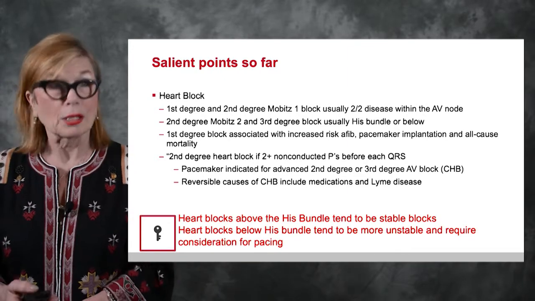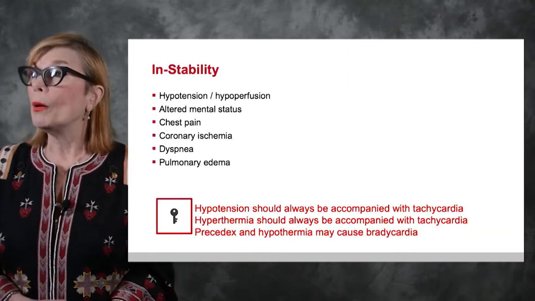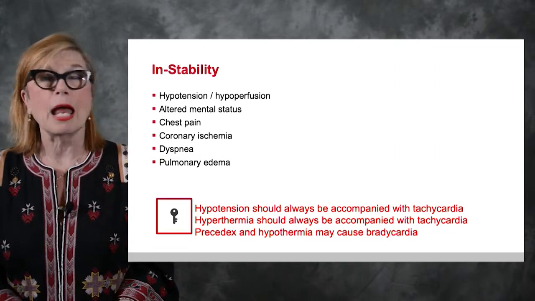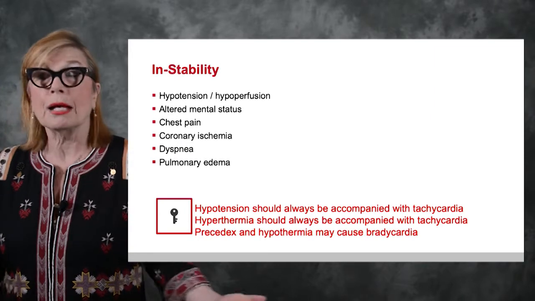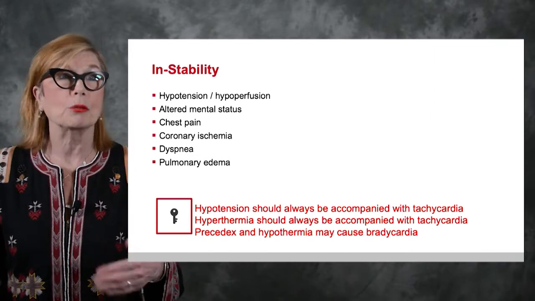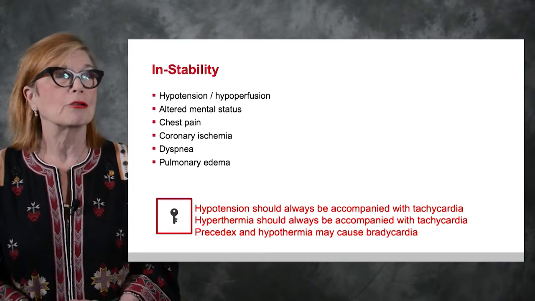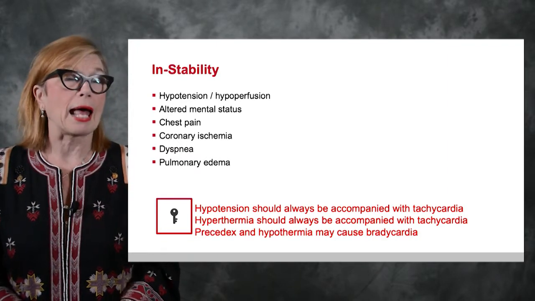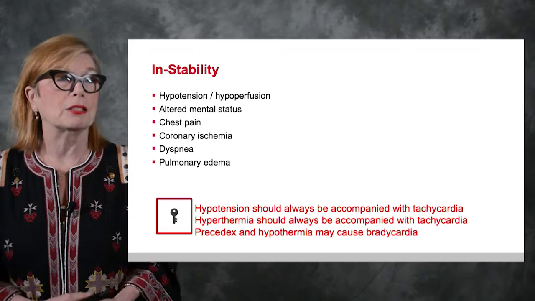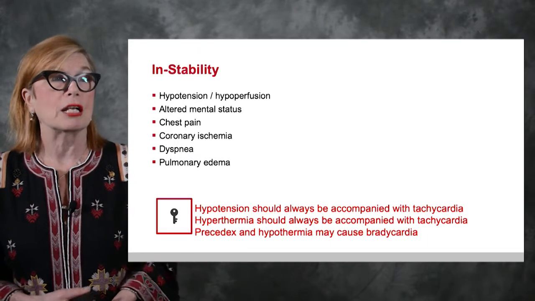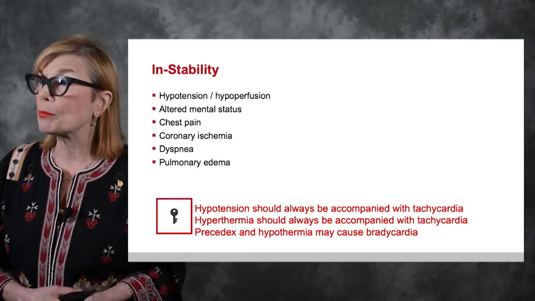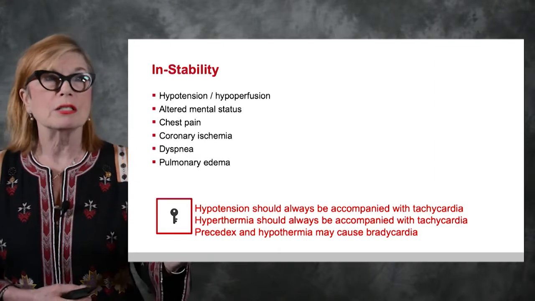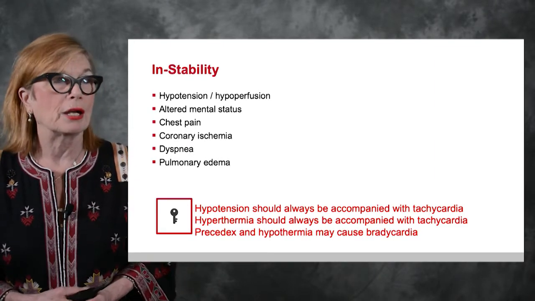Okay, so let's begin. We want to remember that instability is heralded by hypotension and hypoperfusion. You can have hypoperfusion without hypotension, which is why critical care nurses have to pay so much attention. Look for alteration in the mental status, because the blood flow gets redirected away from the brain and now we have a change in mental status. Also look for chest pressure or chest pain, coronary ischemia, shortness of breath, and evidence of pulmonary edema.